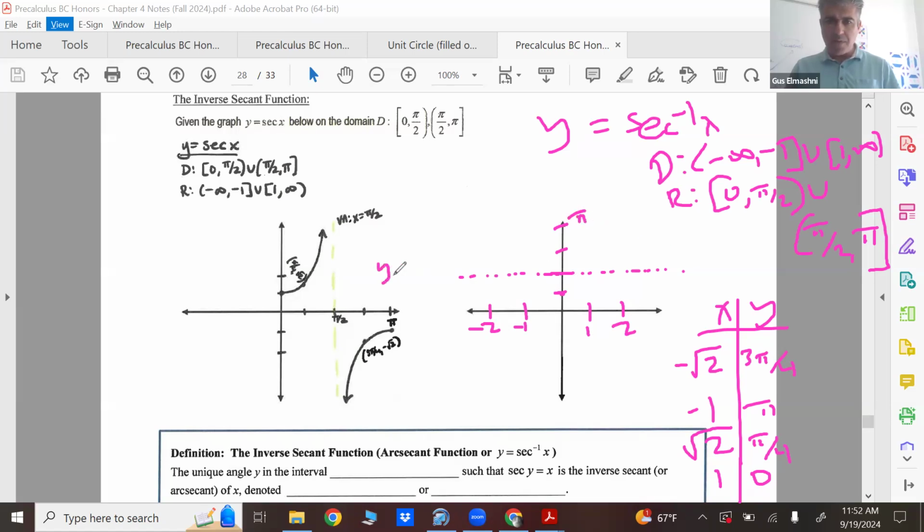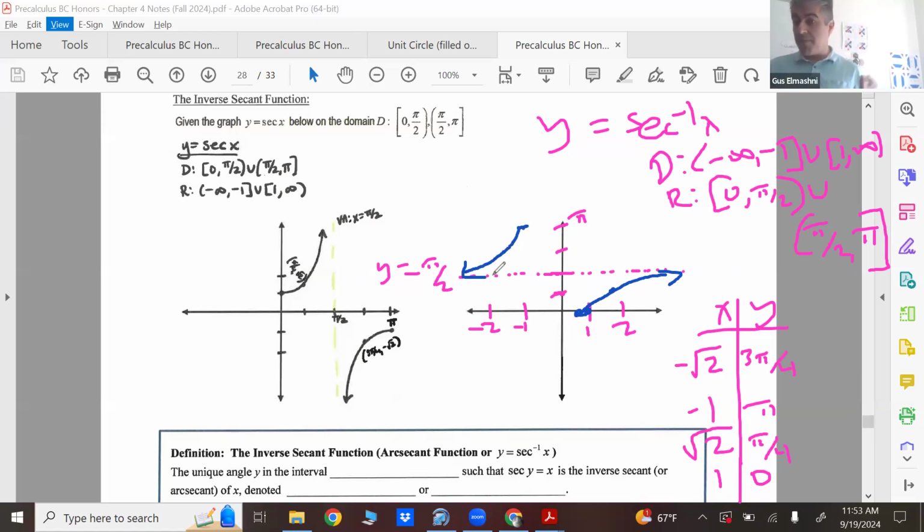That's y equals pi over 2. And you guys see that this is pi over 4, right? And 3 pi over 4, you guys see that? All right. 1 comma 0. And root 2 comma pi over 4. So there's that. And then here, negative 1 comma pi. And negative root 2, 3 pi over 4.